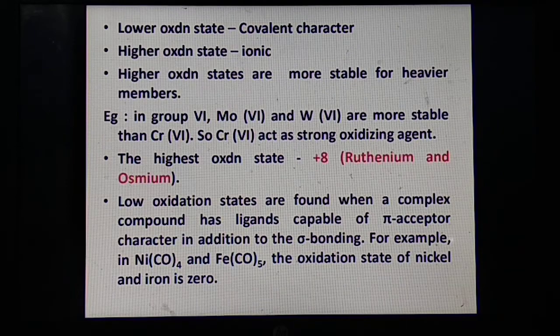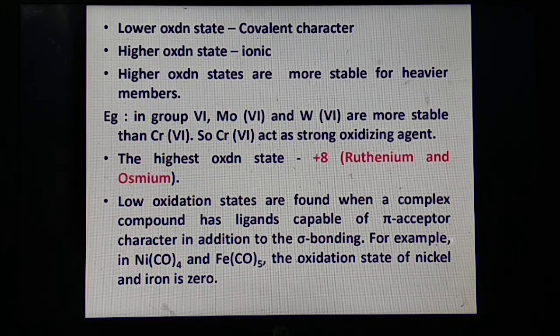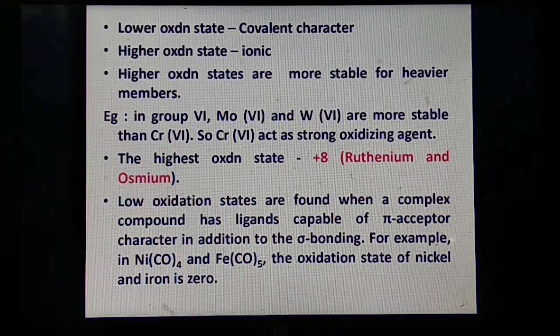Students, one thing I'm telling you, lower oxidation state compounds have covalent character. Higher oxidation state compounds are ionic. Higher oxidation states are more stable for heavier members. For example, in group 6, molybdenum 6 and tungsten 6 are more stable than chromium. The highest oxidation state is plus 8, shown by ruthenium and osmium.